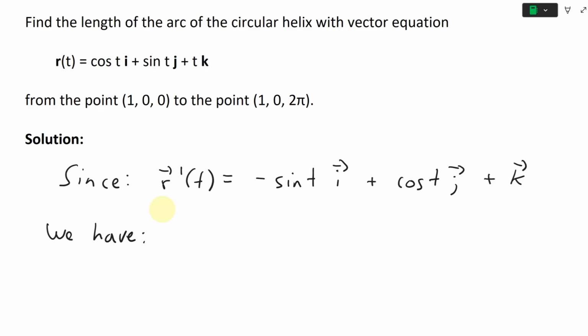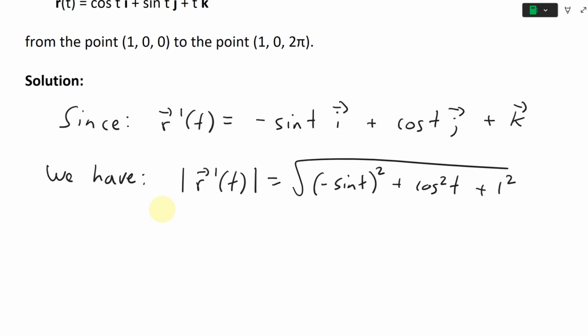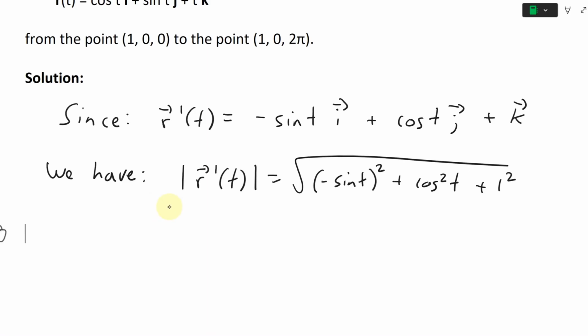So now what we get is the length, or the magnitude of the derivative, is going to equal the square root, and we just square everything in each component. So we're going to take negative sine t squared plus cosine squared t, and then plus 1. 1 squared is just 1, so I'll just put it for completeness, and later I won't do that as much.